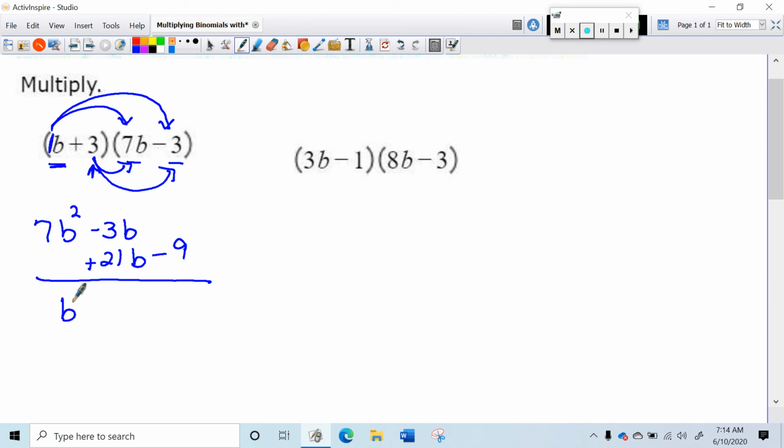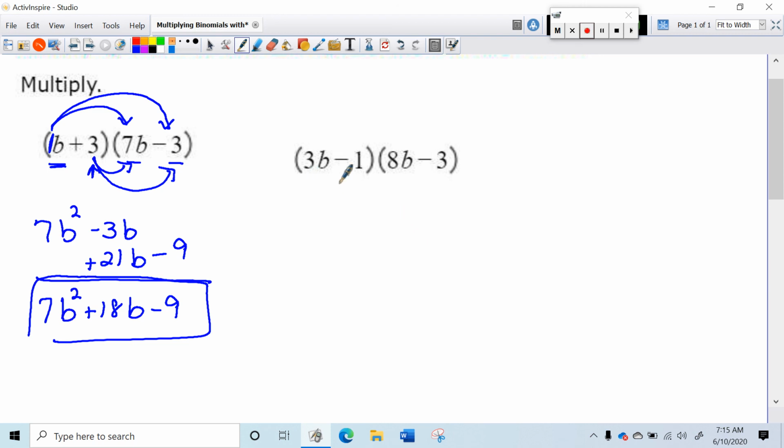So for my b squareds, I have 7 of those. For my b's, 21 take away 3 is a positive 18. And then I just have a negative 9. That is the distributive property. The next method is the Punnett square.